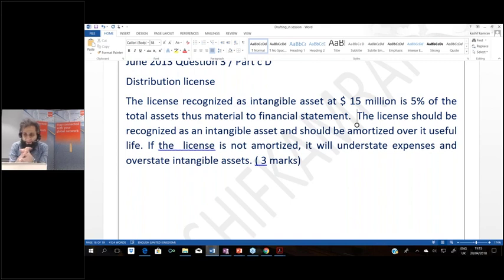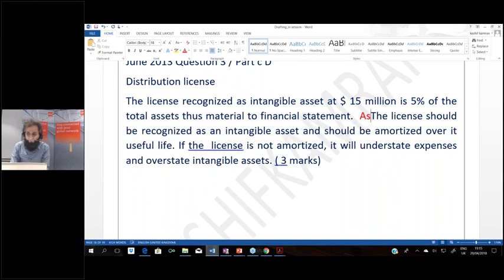The license recognized as an intangible asset at $15 million is 5% of the total assets, thus material to financial statement. Now, a lot of students were asking me, should I quote the reference of IAS? Should I quote the reference of IFRS 18? See, I didn't quote that. But even if you quote, see what a student will do with it.